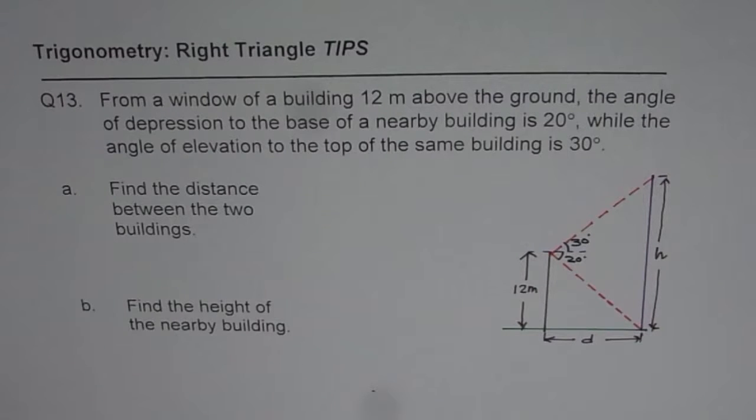Question number 13. From a window of a building 12 meters above the ground, the angle of depression to the base of the nearby building is 20 degrees, while the angle of elevation to the top of the same building is 30 degrees. It has two parts. Part A, find the distance between the two buildings, and B, find the height of the nearby building.